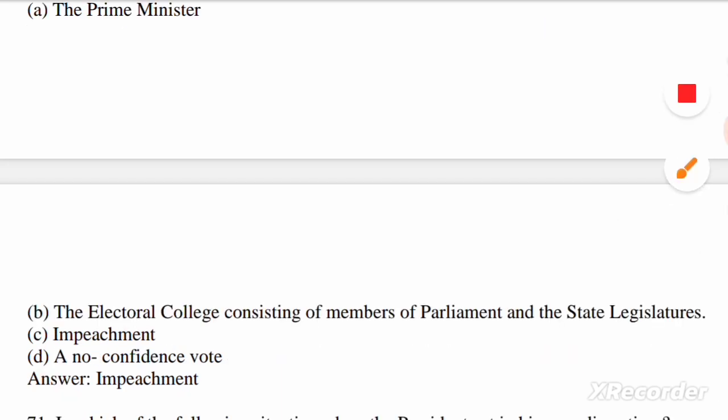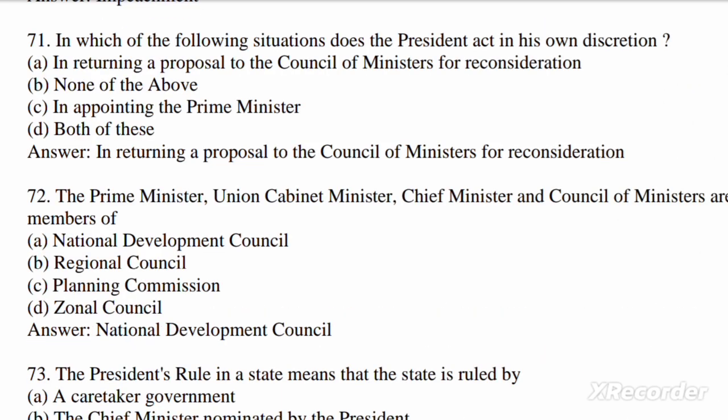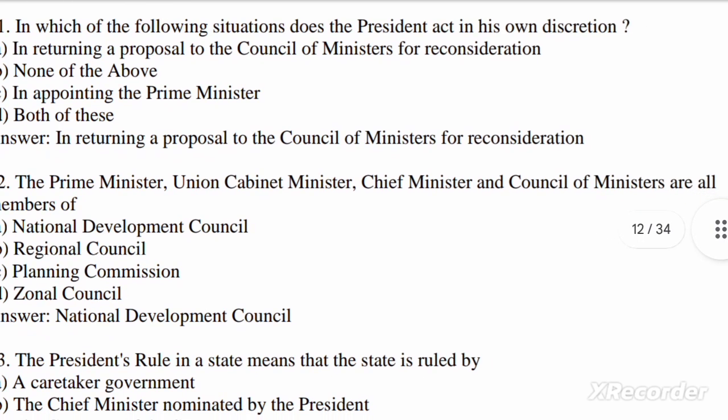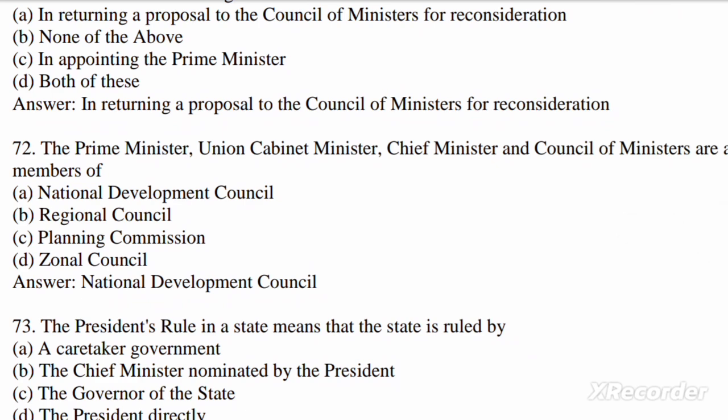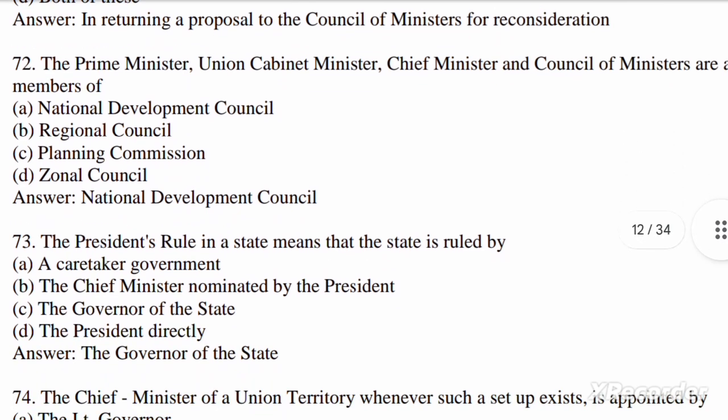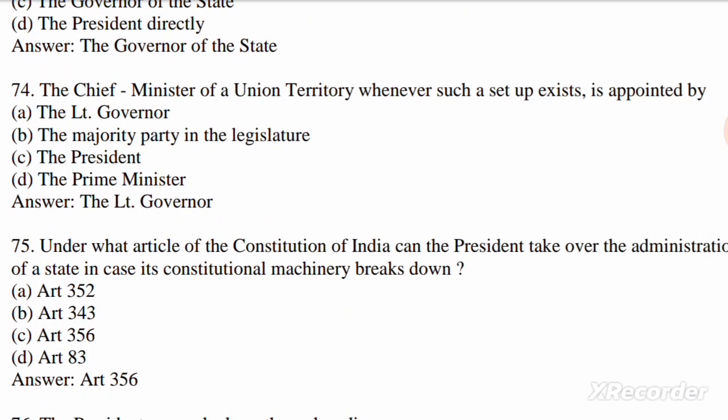71. In which of the following situations does the President act in his own discretion? Answer. In returning a proposal to the Council of Ministers for reconsideration. 72. The Prime Minister, Union Cabinet Minister, Chief Minister and Council of Ministers are all members of National Development Council. 73. The President's rule in a state means that the state is ruled by the governor of the state. 74. The Chief Minister of a Union Territory, whenever such a setup exists, is appointed by the Lieutenant Governor.